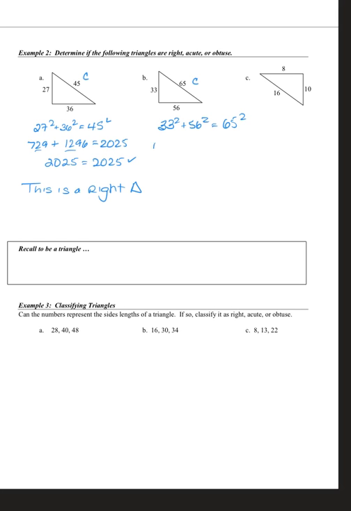33 squared is 1089. 56 squared is 3136. 65 squared is 4225. Add my two numbers together, I get 4225 equals 4225. So those are equal, so this is a right triangle.